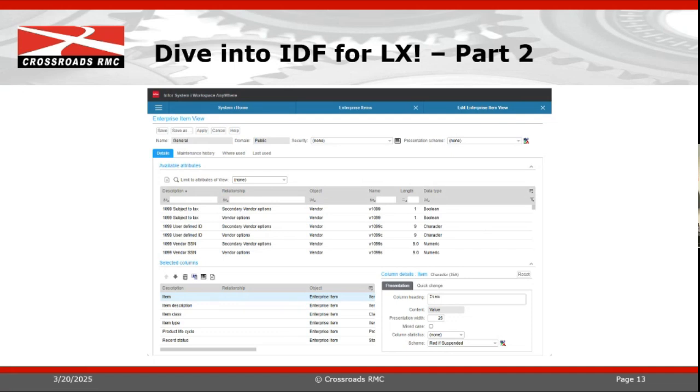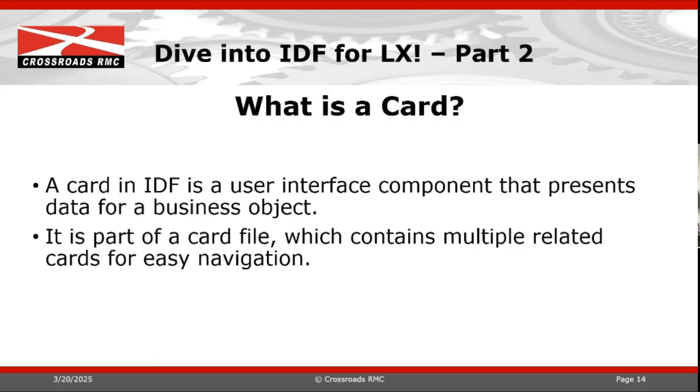So I said some words in there and you're going, what the heck are those things? And why would I want to customize them? So first and foremost is a card, right? There's many types of cards, and we'll again get to that in a moment, but a card in IDF is a user interface component that presents data for a business object. It is also part of a card file, which contains multiple related cards for easy navigation. So I always tell everybody a card file is a collection of cards, and a card is a collection of information.